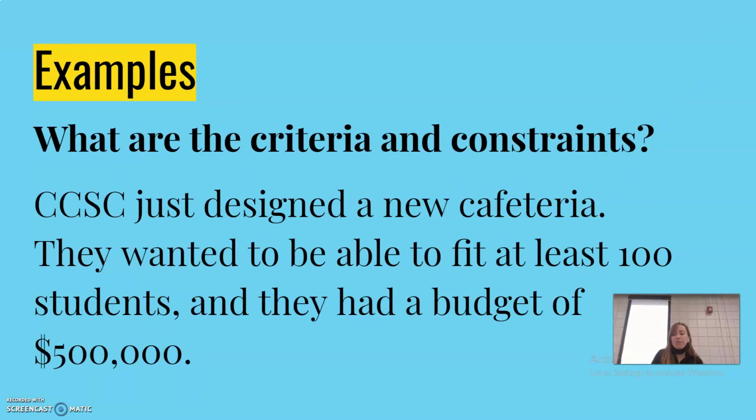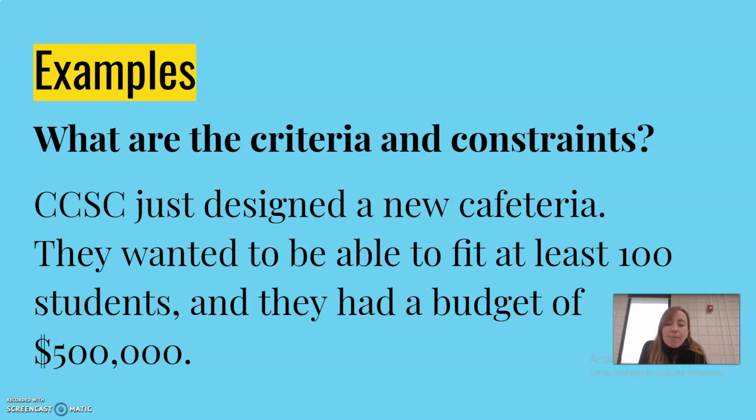All right, let's do a couple of examples on the criteria and constraints. So the first one, CCSC just designed a new cafeteria. Probably some of you have seen it at this point. I'm in it right now. CCSC wanted to be able to fit at least 100 students, and we had a budget of $500,000. This paragraph contains 1 criteria and 1 constraint. Pause and think about which one is which.